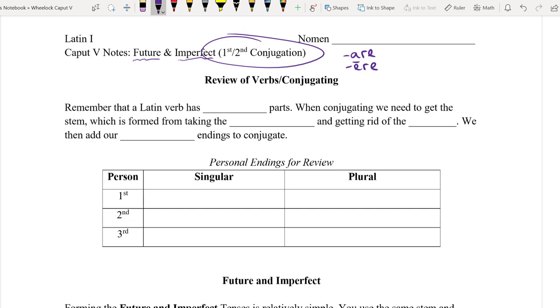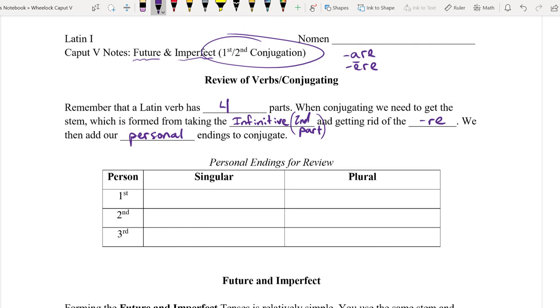But to review, remember that a Latin verb has four parts, and that when you conjugate, you need to get the stem for a verb. And you get the stem by taking the infinitive, which is the second part, and you get rid of the, we should all know this, RE. Okay, so second part minus the RE, and then you add your personal endings.